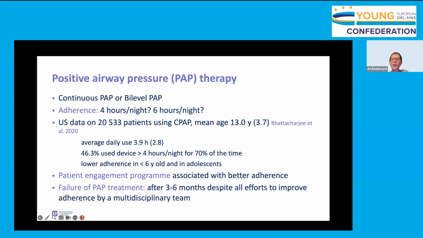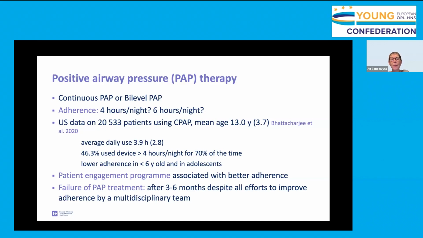In a very large study by Bhattacharya and colleagues, they looked at the daily use and found that it's on average about 4 hours. And that low adherence is especially prevalent in the young children and in the adolescents. They also concluded that if you have a good patient engagement program, this is associated with a better adherence.